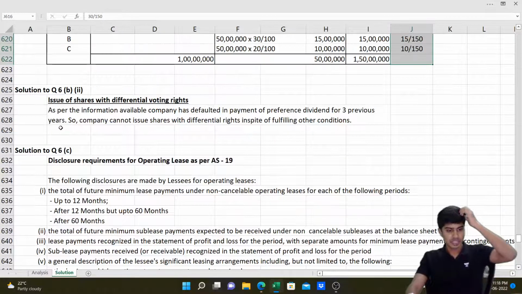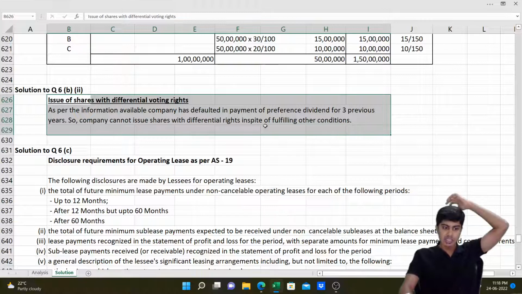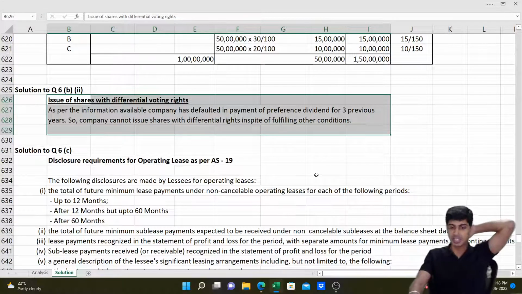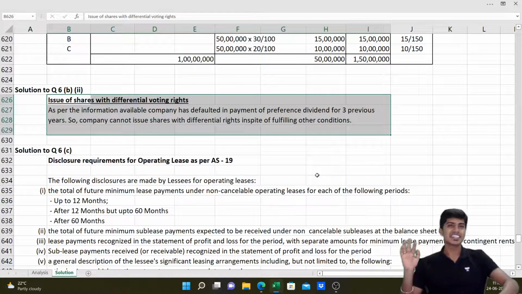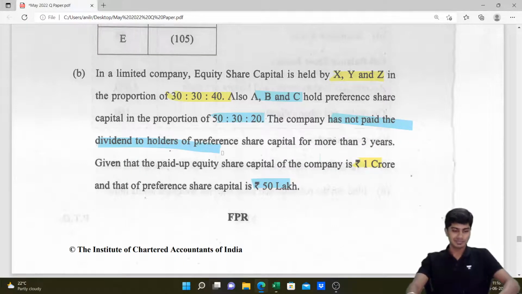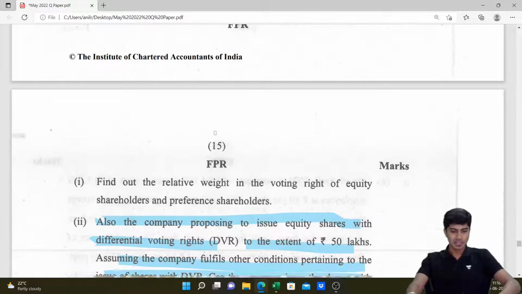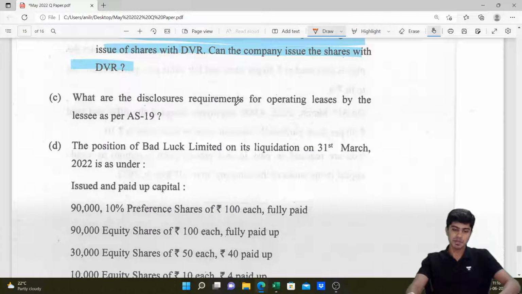Have a look. As per the information available, company has defaulted in payment of preference dividend for 3 previous years. So company cannot issue shares with differential rights in spite of fulfilling other conditions. Got it? That's 6B2. Are we now ready to go to 6C? Chalo, we have here question number 6C. What are the disclosure requirements for operating lease as per AS 29?